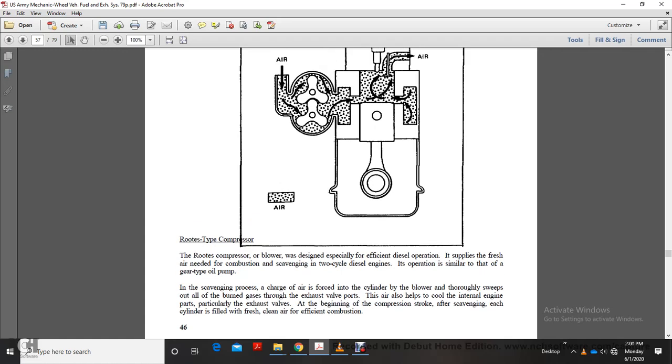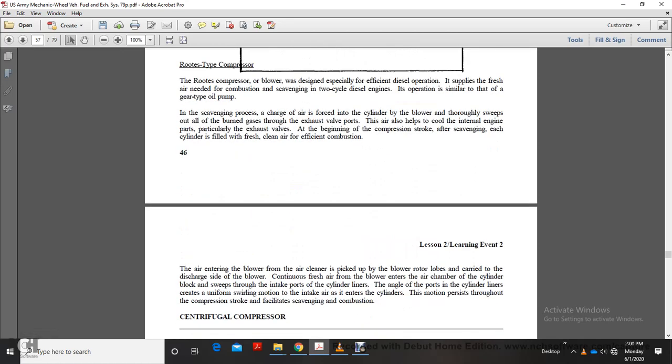In the scavenging process, the charge of air forced into the cylinder by the blower sweeps all of the burned gas out through the exhaust valve ports. The air also helps to cool the internal engine parts, particularly the exhaust valve. At the beginning of the compression stroke, after scavenging, each cylinder is filled with fresh, clean air for efficient combustion.